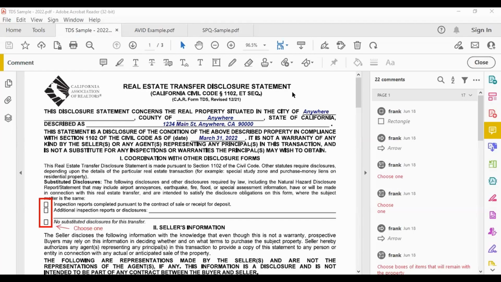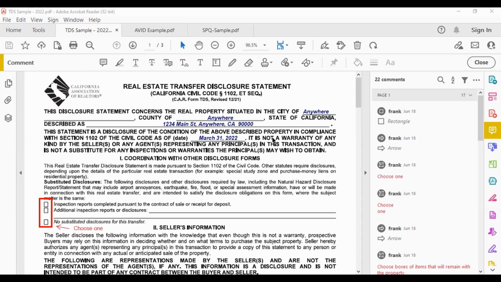Let me get some of this other stuff out of here so I can focus on this and share. Okay, everyone seeing this real estate transfer disclosure statement? Yes. All right, perfect.